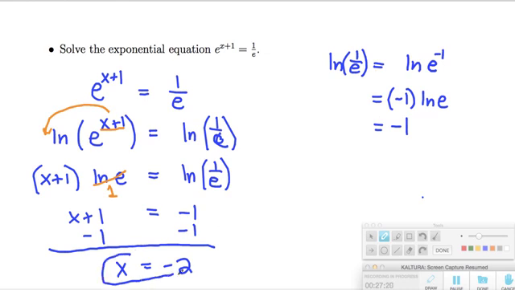And that's our answer. We can even check it in the original expression, because if you had negative 2 in there for x, you'd get e to the negative 1 total, which is the same thing as 1 over e. So it works out. And that gave us our answer.